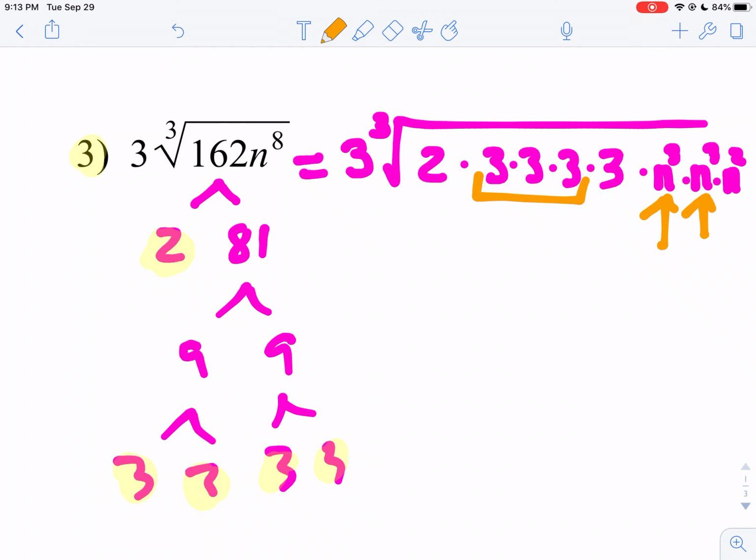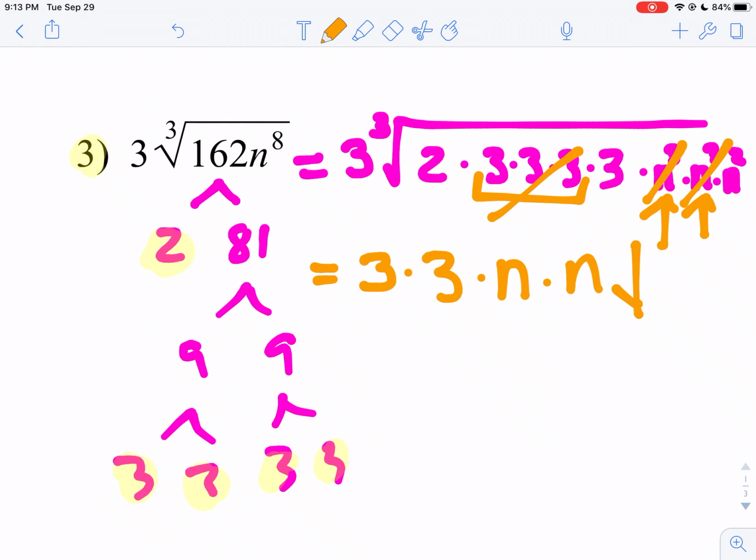All right, so I'm going to take one of those factors out, okay? So on the outside, I have a 3 already. Then I'm going to take another 3 for this group. And I'm going to take one n for that group and another n for this group, okay? And then I'm going to have my third root, don't forget to write the index, and then 2 times 3 is 6, and then n squared left inside the third root, okay?